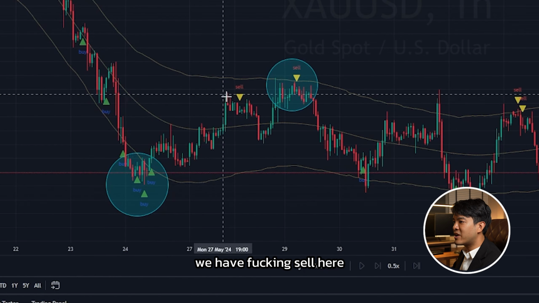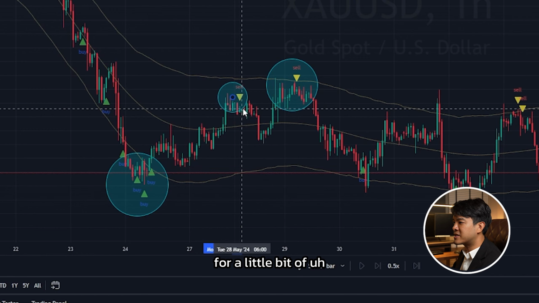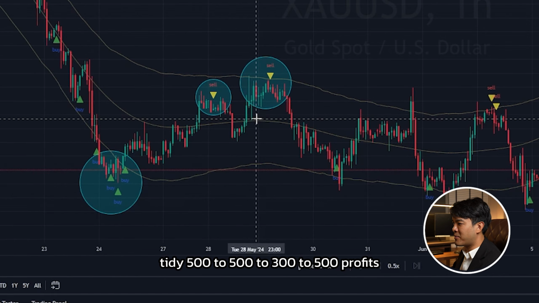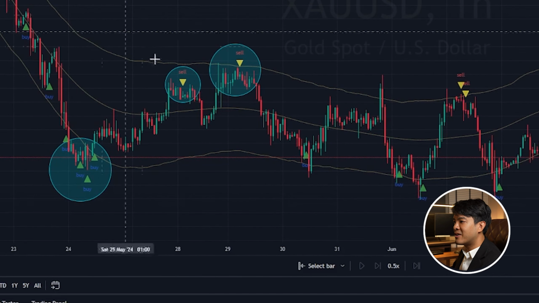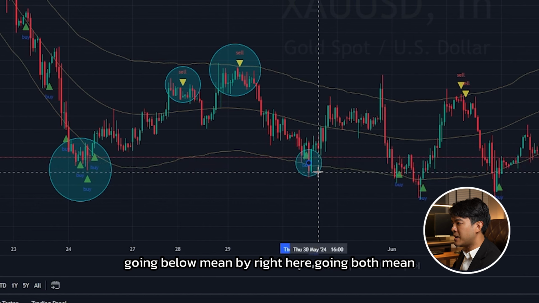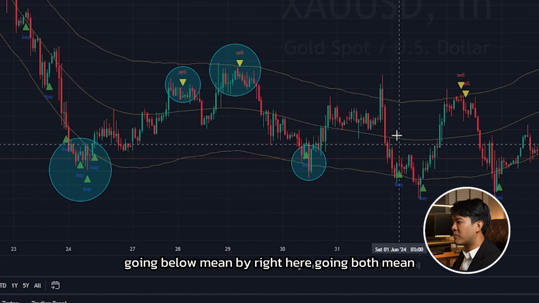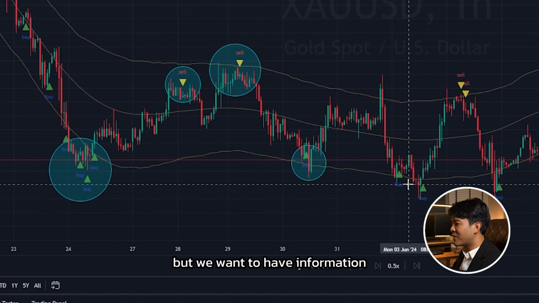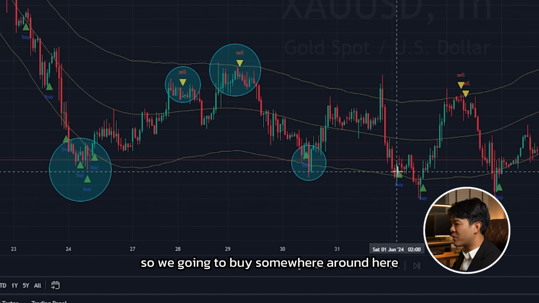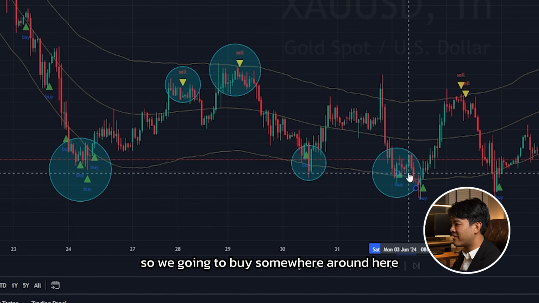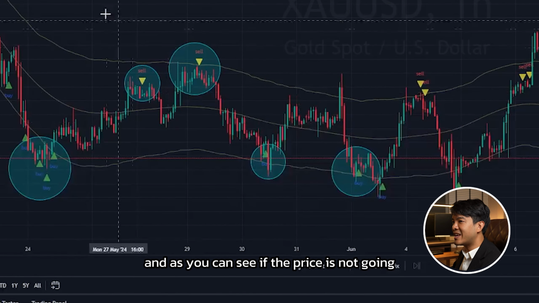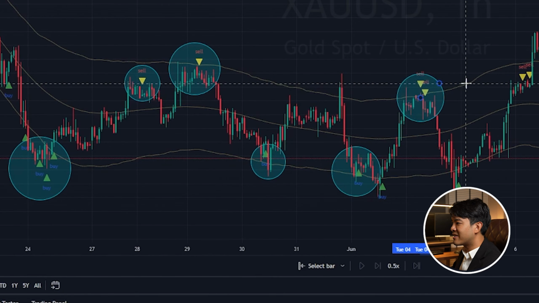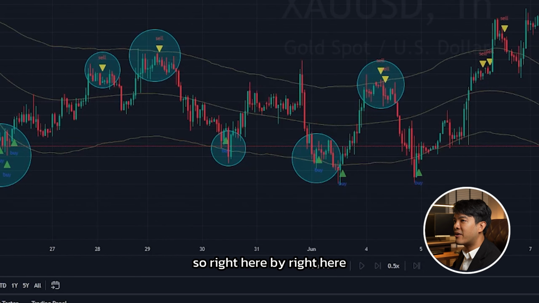We of course can sell here for a tiny 300 to 500 profit. Going below the mean, buy right here. Going above the mean, well, that's no sell signal because this is too fast, and we want to have confirmation, so we're going to buy somewhere around here. And as you can see, if the price is not going, sell right here, buy right here.